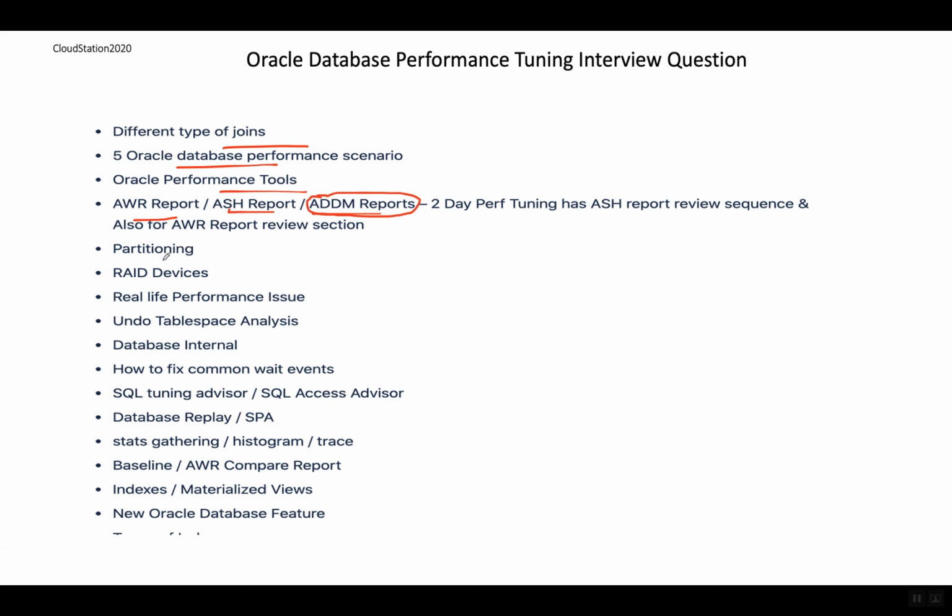Now, moving to the next, you should know about partitioning, generally hash partitioning, range partitioning, and hash-range partitioning. You also need to know RAID devices, RAID 0, RAID 1, and RAID 5. Then real life performance issues: five Oracle database performance real life scenarios. You should know what the real life performance scenarios are.